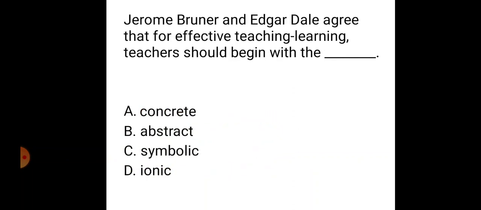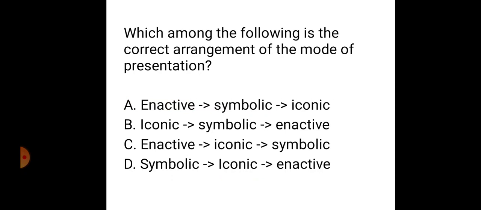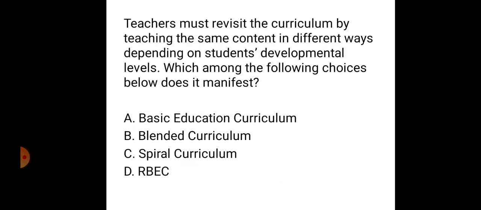Jerome Bruner and Edgar Dale agreed that for effective teaching and learning, teachers should begin with concrete. After concrete, we now have the iconic. After iconic, we now have the abstract or the symbol or symbolic. Which among the following is the correct arrangement of mode of representation? So again, we are going to start from enactive, iconic, and then symbolic.